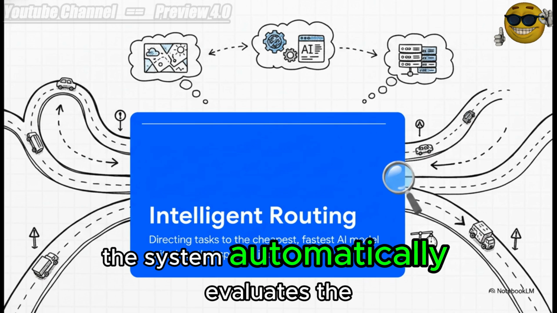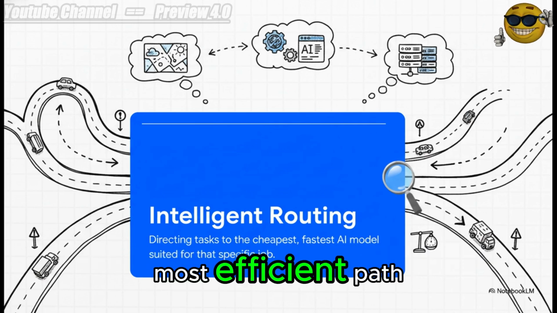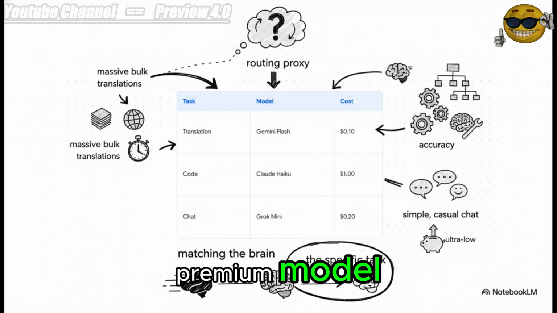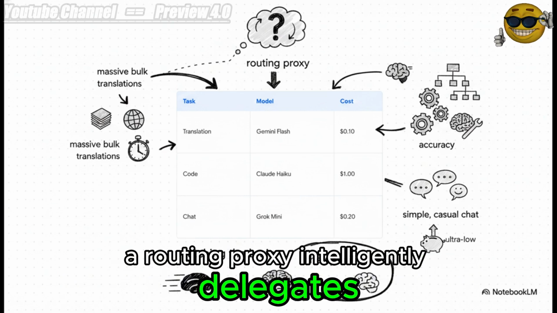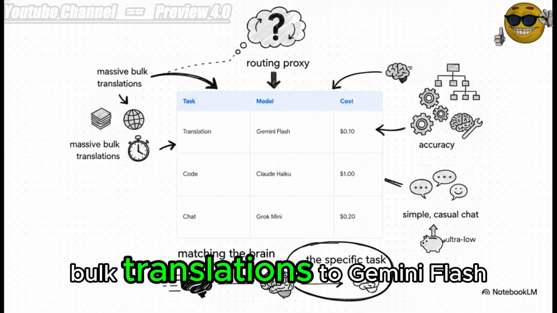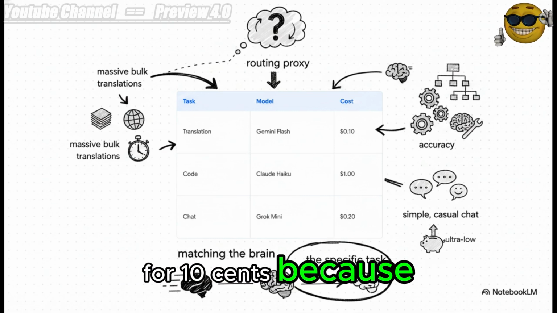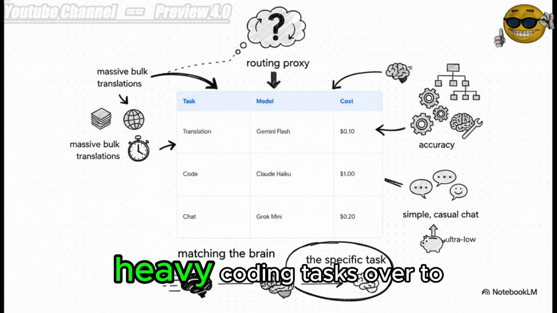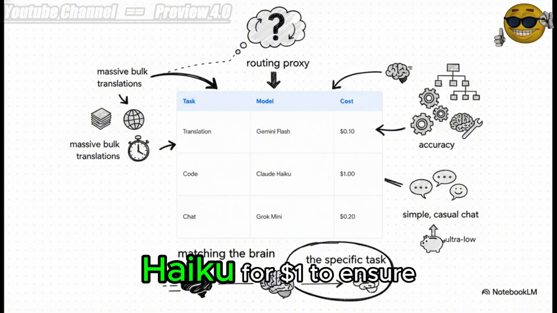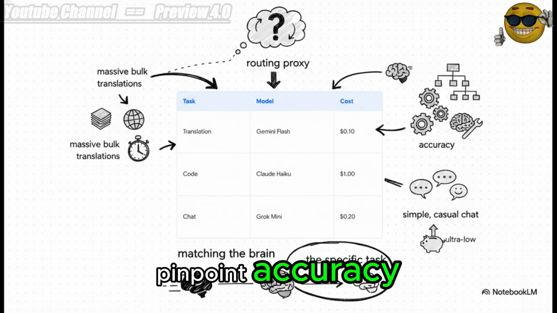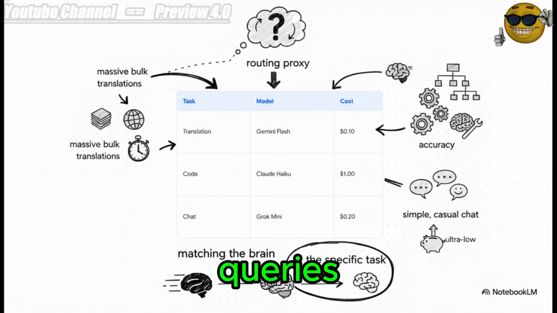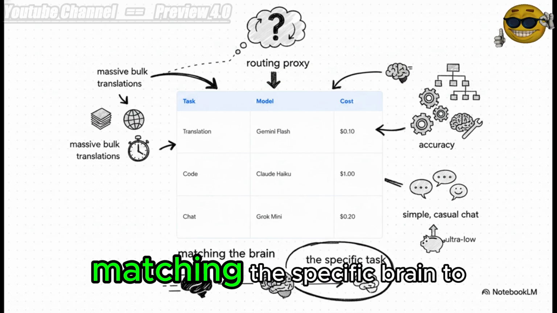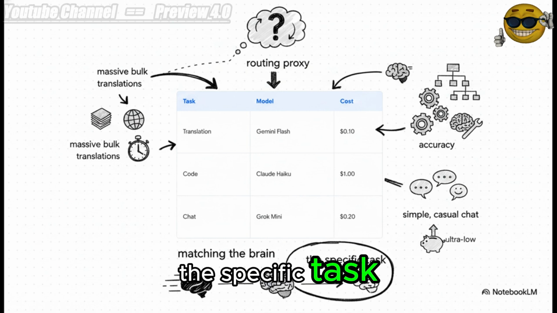The system automatically evaluates the request and sends it down the most efficient path. So instead of blindly sending everything to an expensive premium model, a routing proxy intelligently delegates the workload. It sends massive bulk translations to Gemini Flash for 10 cents because, well, it has incredible speed. Then it routes complex, logic-heavy coding tasks over to Claude Haiku for $1 to ensure pinpoint accuracy. And for simple, casual chat queries, it directs those to Grok Mini for an ultra-low 20 cents. You're basically matching the specific brain to the specific task.